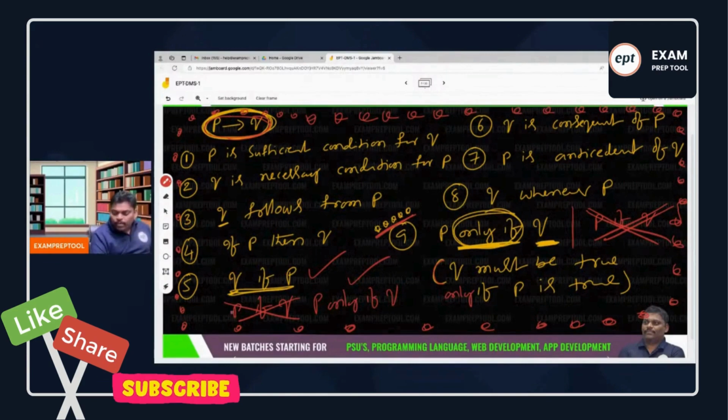Q if P and P if Q are not the same. But Q if P, right? P only if Q, both are the same. Okay, fine. I think you are a little bit comfortable now.